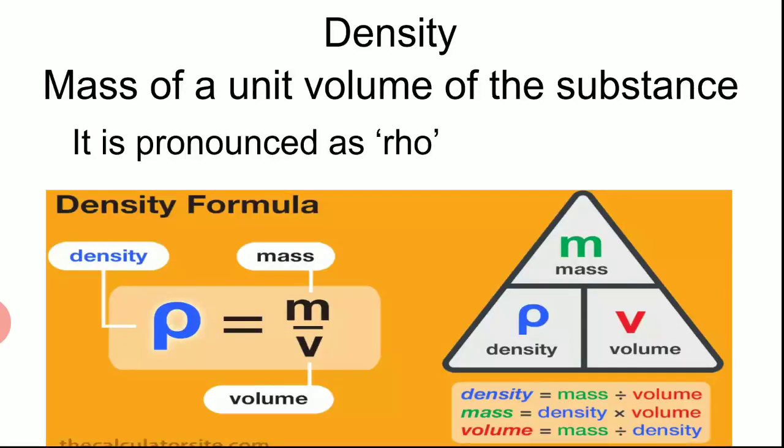Now when we need to find mass, we see density and volume below. That means we have to multiply density into volume. And when we need to figure out what is the volume, you see mass is on the top and density is bottom. So it is mass upon density. Yes, this enables us to remember the formula well. So please do not forget this triangle.